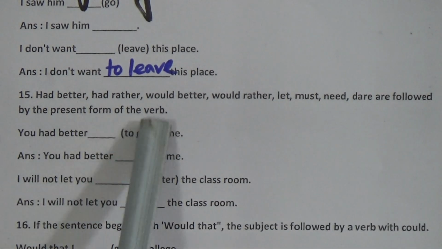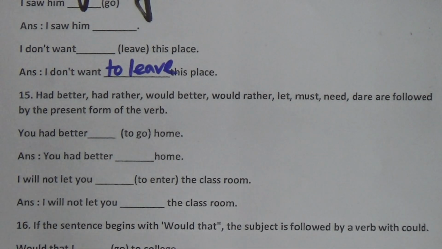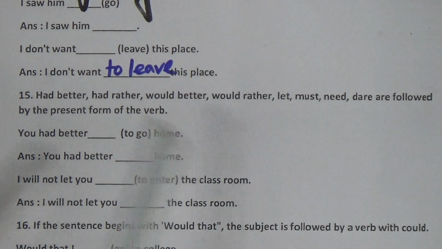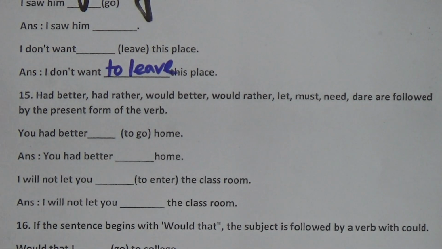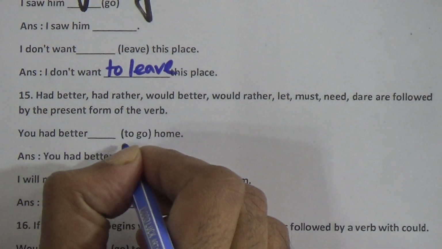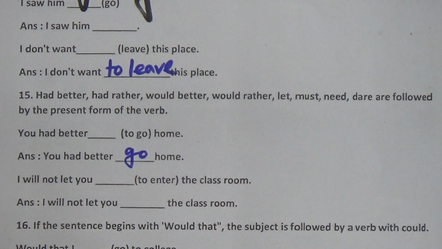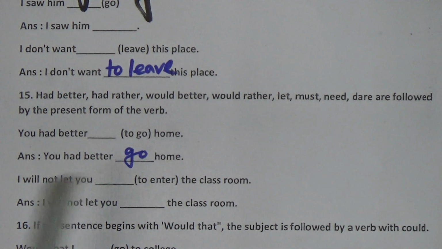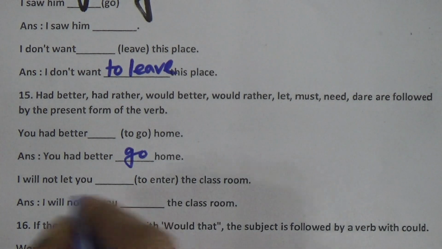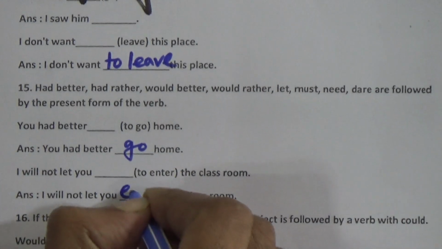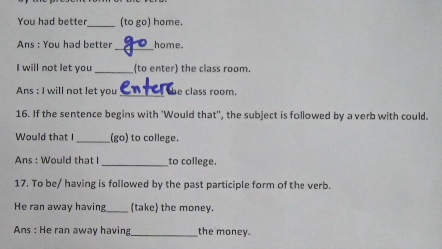Next one, had better, had rather, would better, would rather, let, must, need, dare are followed by the present form of the verb. These all are also called modal auxiliary verbs, and after modal auxiliary verb we will always use the present form of the verb. So you had better to go home. So the answer will be you had better go home. There is another example: I will not let you dash to enter the classroom. The answer will be I will not let you enter the classroom.